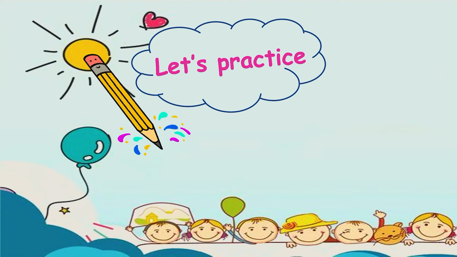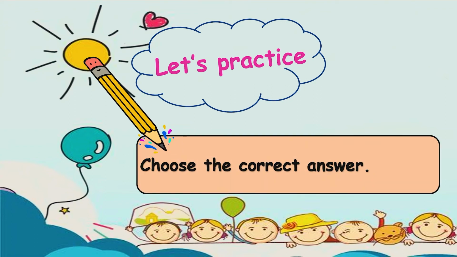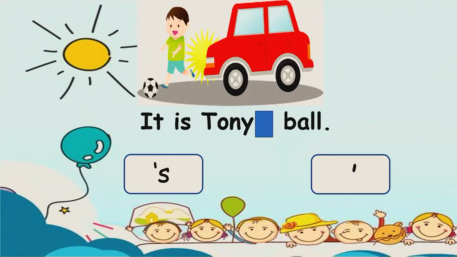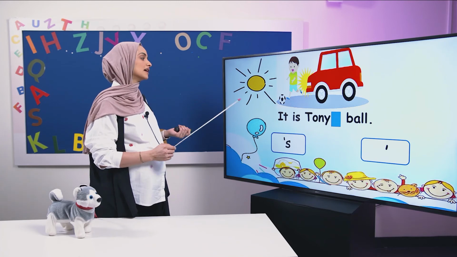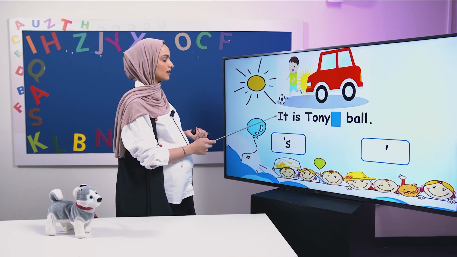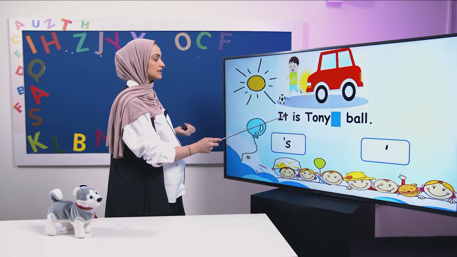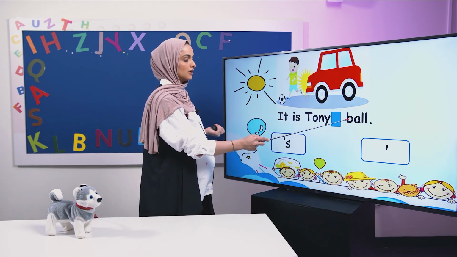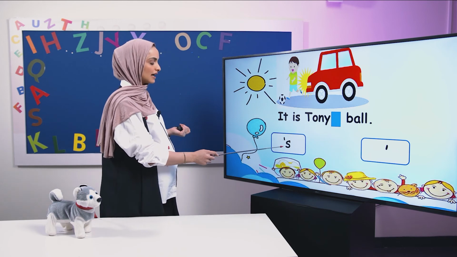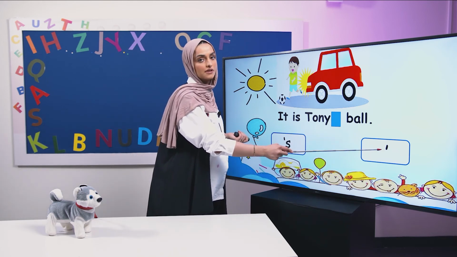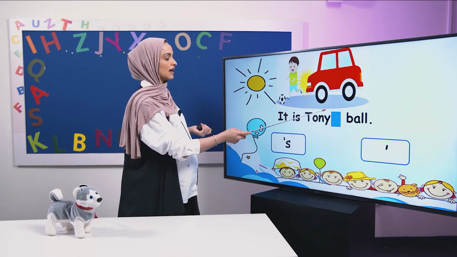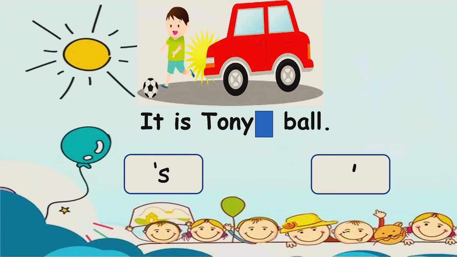Now, let's practice more and more. In this practice, you have to choose the correct answer. Okay, my students, now look at Tony. What is he doing? He's playing with his ball. Now, let's see the question. It is Tony's ball. We have to choose apostrophe with s or only apostrophe. To answer this, you have to have a look at Tony. Tony is singular. So, which one is correct? Super. Apostrophe and s.